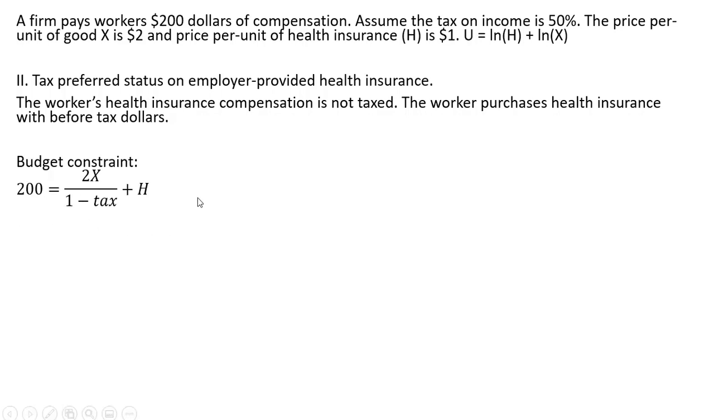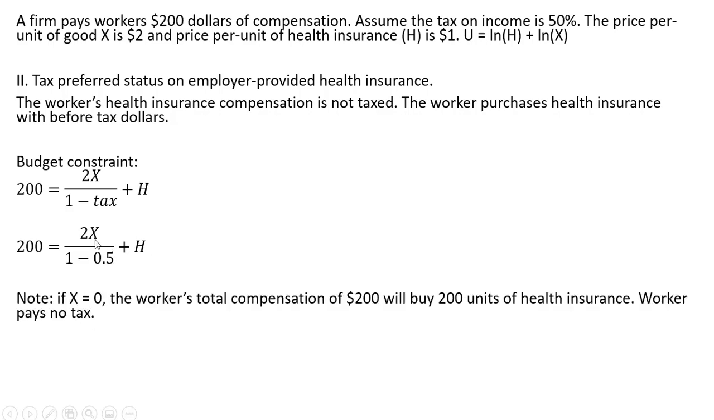Let's form the budget constraint, and the budget constraint will take this form right here. So H is not going to be taxed. You can buy H with before tax dollars. Substituting 0.5 in for the tax. You'll note here if X equals 0, the worker can take his or her total compensation of $200 and buy 200 units of health insurance, since health insurance is priced at $1 per unit. Here the worker's not paying any tax. The only tax the worker would pay is on income, and since none of their compensation is going to income, the worker pays no tax.